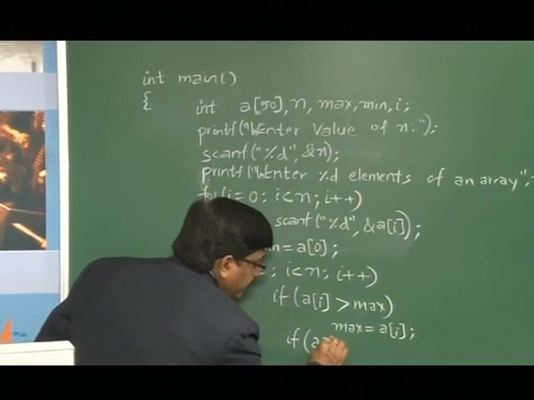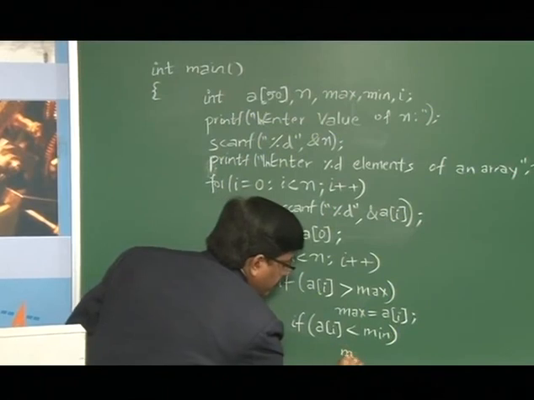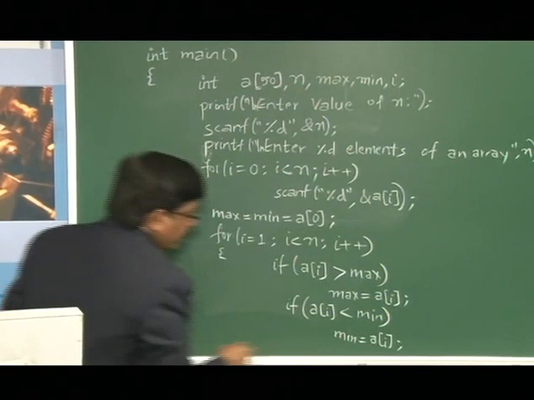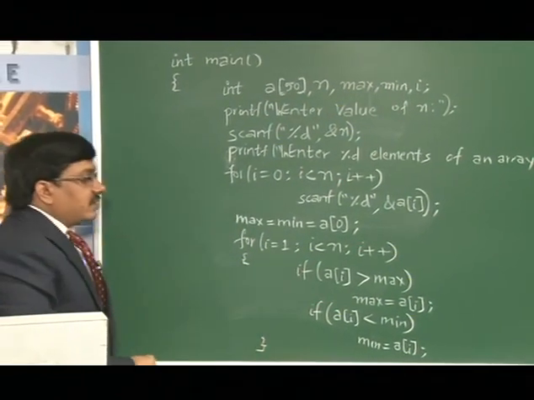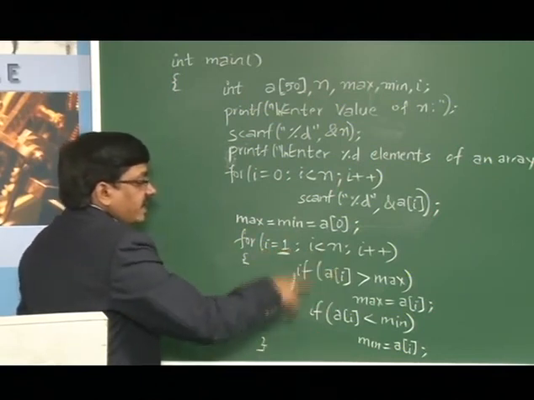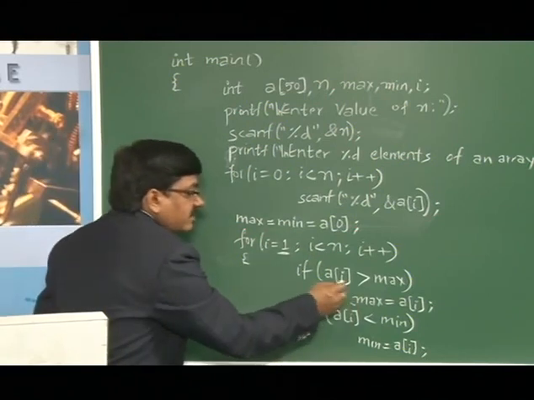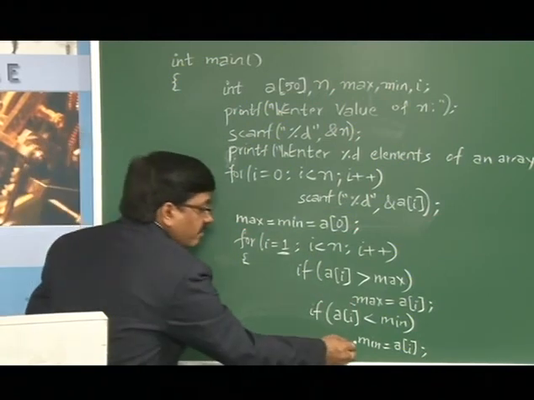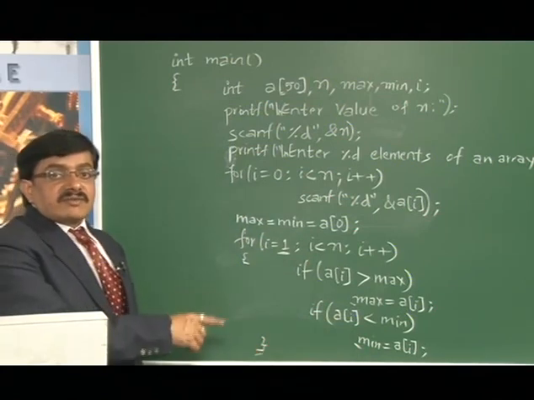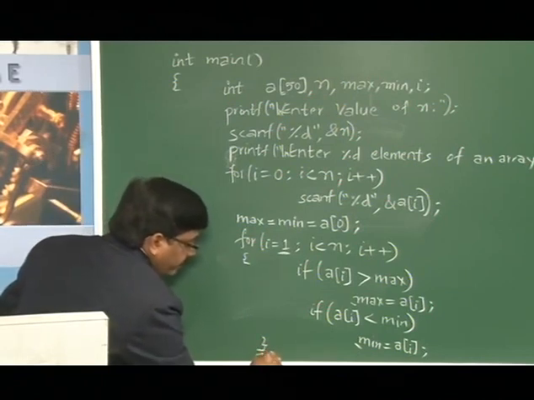If a of I is lesser than the min value, then I should assume min is equal to a of I. So this particular loop I should run n minus 1 times, because I am starting from 1 here. So finally, at the end of this loop I will be having max as the maximum element of the array and min as the minimum element of the array. So in the next printf statement I can mention the maximum value and the minimum value, and I can write this printf statement there.